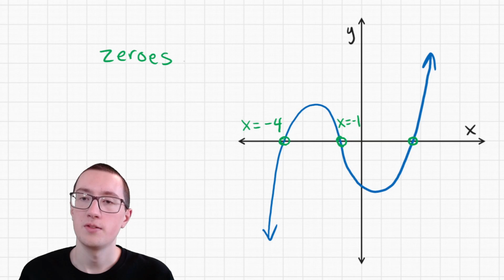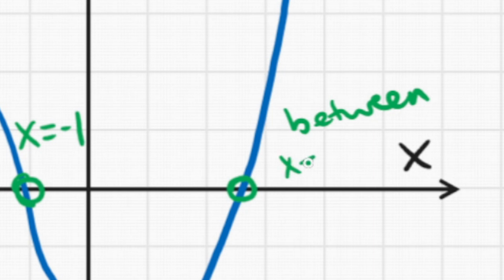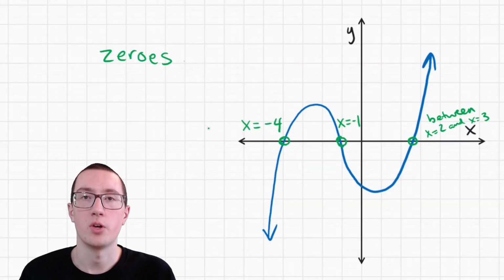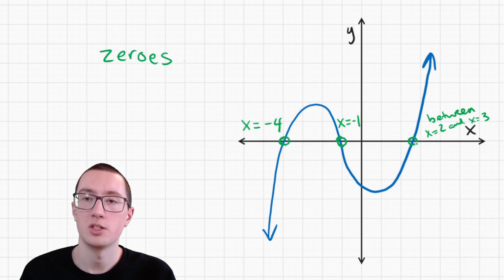And then this one's kind of in between two values. This is between x equals 2 because it's 2 to the right and x equals 3. So we're just going to say between x equals 2 and x equals 3. And you'll see that once we start doing our table and we're solving this without a graph, we're probably just going to say, oh, it's between these two numbers, because that's basically as specific as we can get.